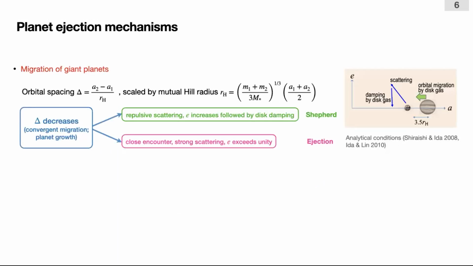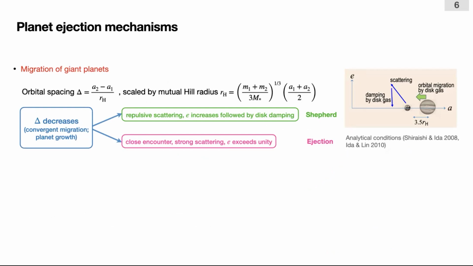I'd like to explain two mechanisms in our model to eject planets. First, we have migration of giant planets. The orbit spacing of two planets, delta, is given by the mutual distance scaled by their mutual Hill radius. And this delta can decrease either when two planets undergo convergent migration or when one planet grows, so its Hill radius expands.